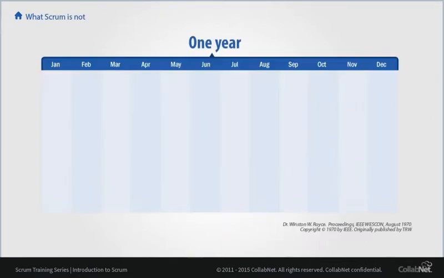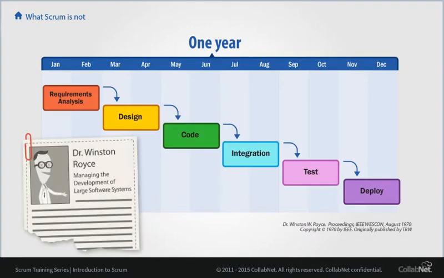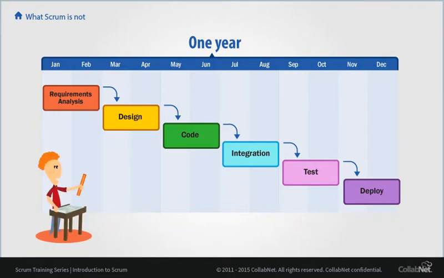Here's what Scrum is not. The attempt to use traditional Gantt ideas for developing software was first described by Dr. Winston Royce in 1970. He drew a picture, a bit like this one, showing a series of phases. One phase connects to the next phase, connects to the next phase, and each one has a handoff.